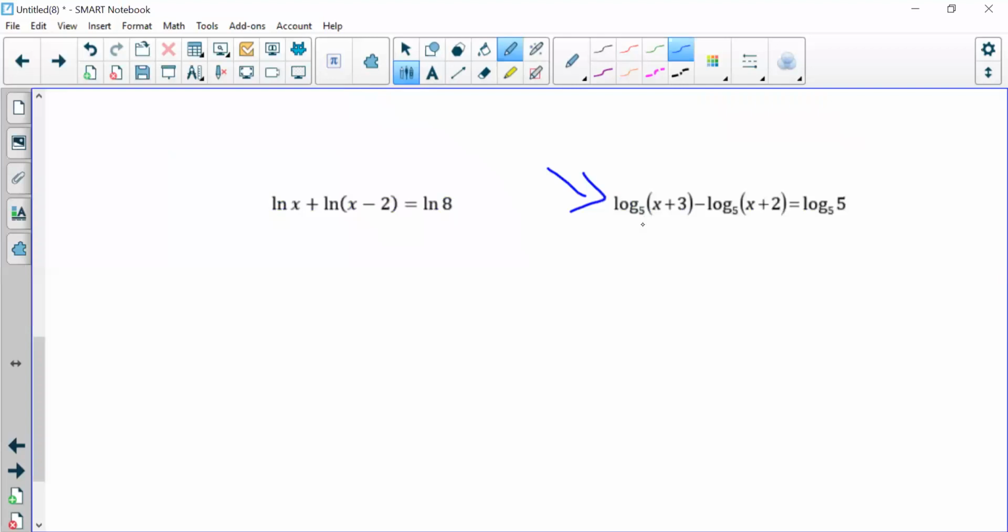So I'm looking, and I've got 2 logs on the same side of the equal sign. I need to condense those together, making sure they are the same base, and they are. So let's condense them together. Noticing this is subtraction, so this is going to be division. So this is going to be the log base 5 of (x plus 3) divided by (x plus 2), parentheses just for emphasis, for clarity, equals the log base 5 of 5.